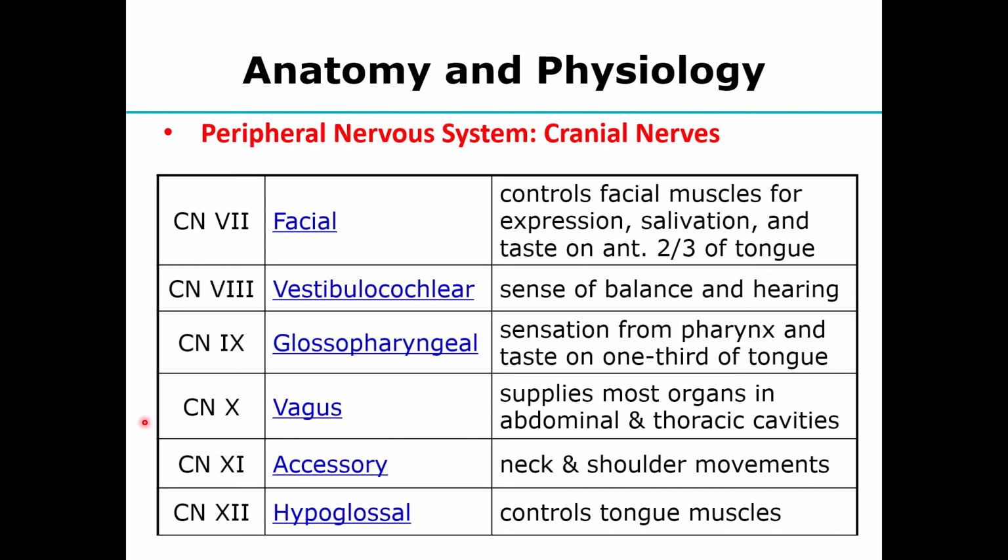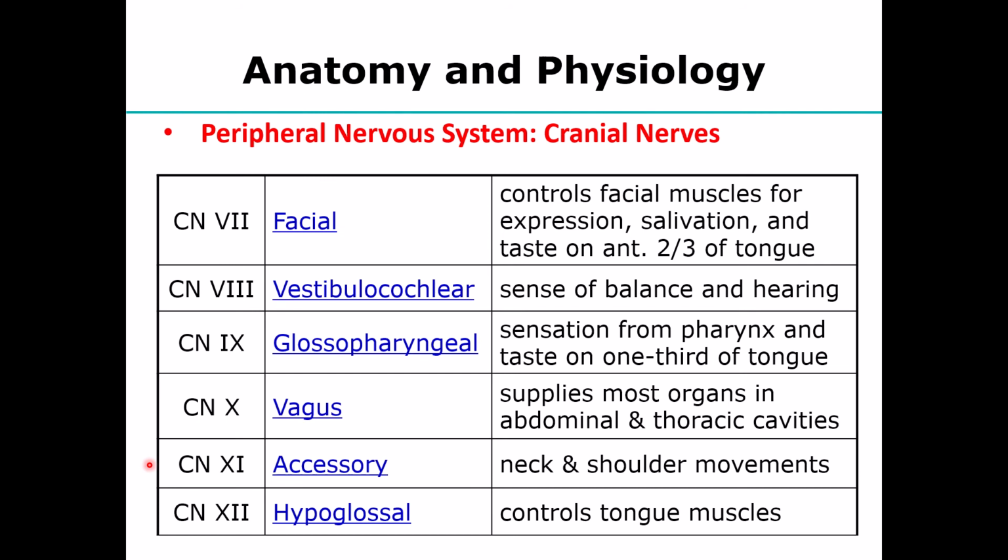The vagus nerve is cranial nerve 10, and this is the longest cranial nerve. It is mixed sensory and motor. It supplies sensation for the thoracic and abdominal organs, and also supplies motor function for thoracic and abdominal organs. It also has function in the pharynx and larynx area.